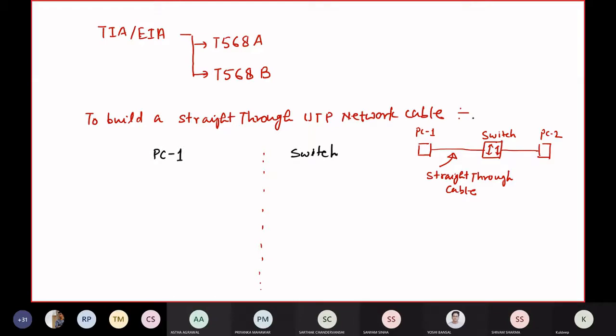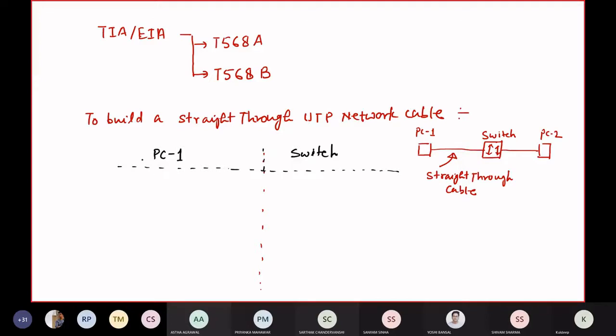I am talking about this connection, the PC to switch connection. Please let me know in case of any issues, any problem, any difficulty, or any steps you have missed. So one side I am keeping this PC1 and the other side the switch. We will use a straight through cable connection to connect these two devices.